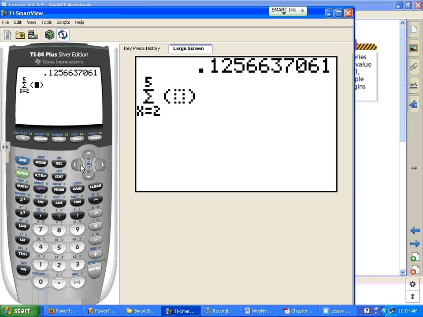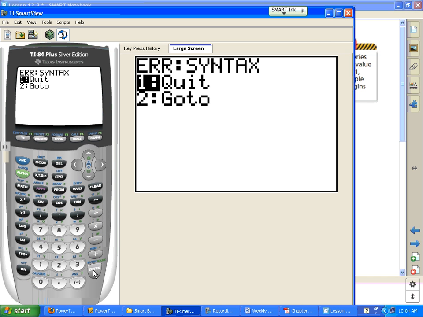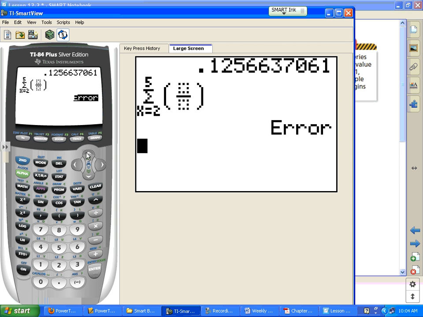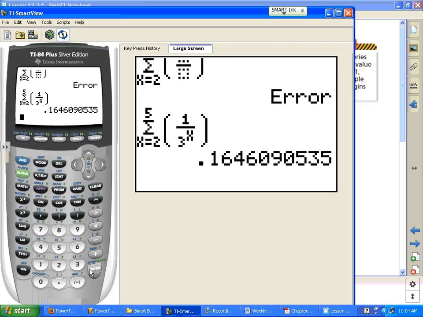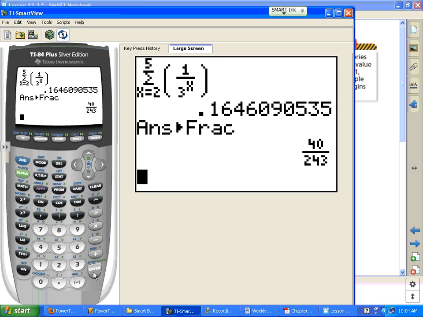Okay. And then I'm going to put, oh, it's a fraction, right? Alpha, y equals fraction. Oops. Maybe it doesn't like the fractions. Or maybe I just hit something else. Okay, what was the numerator? 1. In the denominator we have 3 raised to the power of x, and hit enter, and then math and fraction, and there you go.